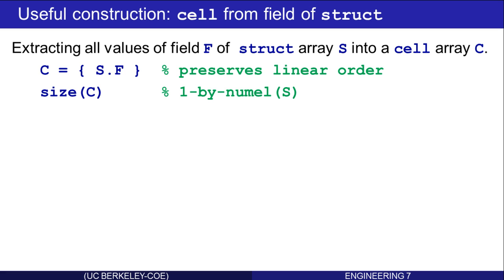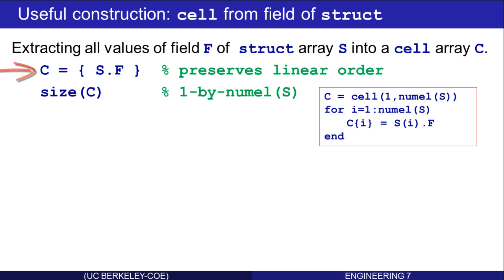The concatenation occurs horizontally, and therefore the size of C is 1 by the number of elements of S. This simple line is equivalent to this for loop construction. First, allocate C as a cell array of appropriate dimension. Then loop through all the elements of the struct array, and using single indexing, fill the contents of each cell with the field reference from the corresponding element of the struct array.